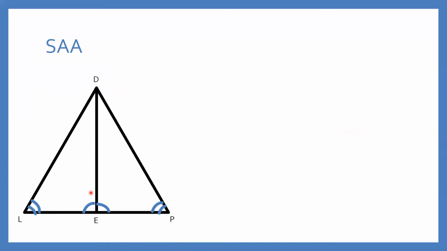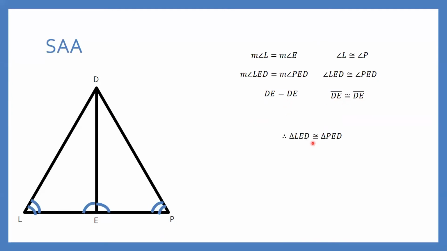When you have this, let's analyze the equal parts. We could say that angle L and angle P. Okay, this is angle P. And then angle LED is equal to angle PED. DE is equal to DE. Let me correct that: angle L is congruent to angle P, and angle LED is congruent to angle PED. And DE is congruent to DE by the reflexive property. So we could say that triangle LED and triangle PED are congruent by SAA. Okay?